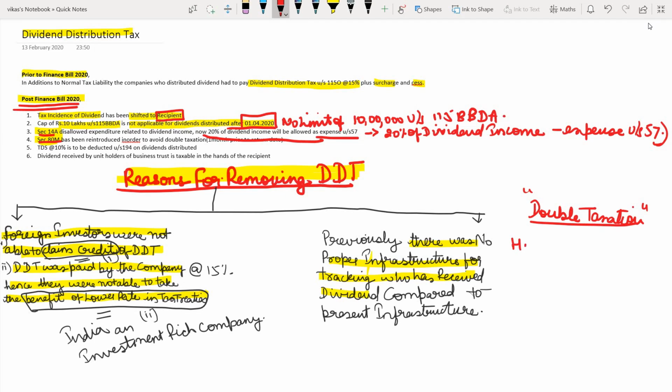Now let us understand that by an example of a holding company and a subsidiary company. Suppose the subsidiary company is issuing a dividend of rupees 100 to the holding company, and the holding company in turn is giving the dividend to the shareholder, suppose, rupees 250. Now the holding company has received rupees 100 and given dividend to the shareholder of rupees 250. Since the incidence of tax on dividend has been shifted to the recipient, now the holding company has to pay tax on this 100, and also the shareholder has to pay tax on the rupees 250, which includes rupees 100 as well. Now what is happening?